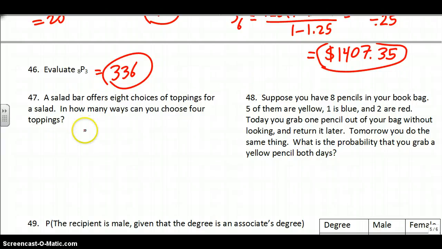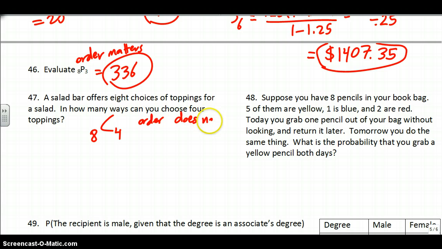So since order doesn't matter, this is going to be 8 combination 4. Remember permutations, like this one, order matters. So you might want to write this. Order matters for permutations. Combinations, order does not matter. Really doesn't matter what order things come in. So 8 combination 4. Then you just type that in your calculator and you should get 70.